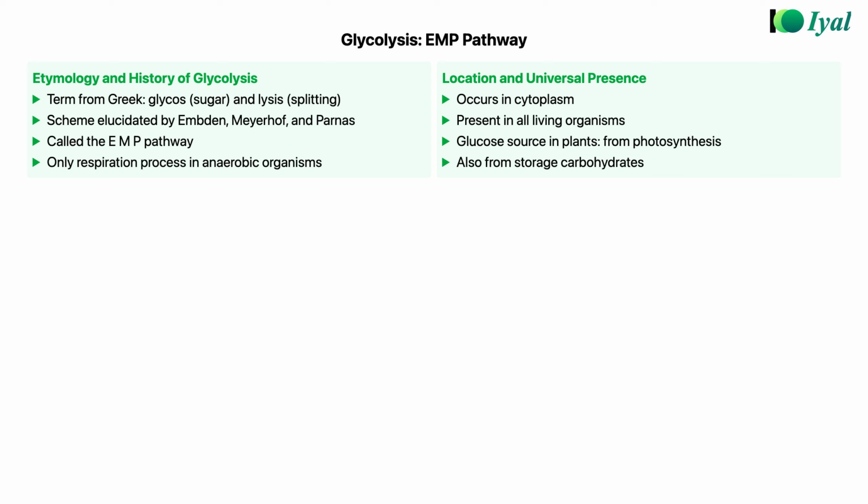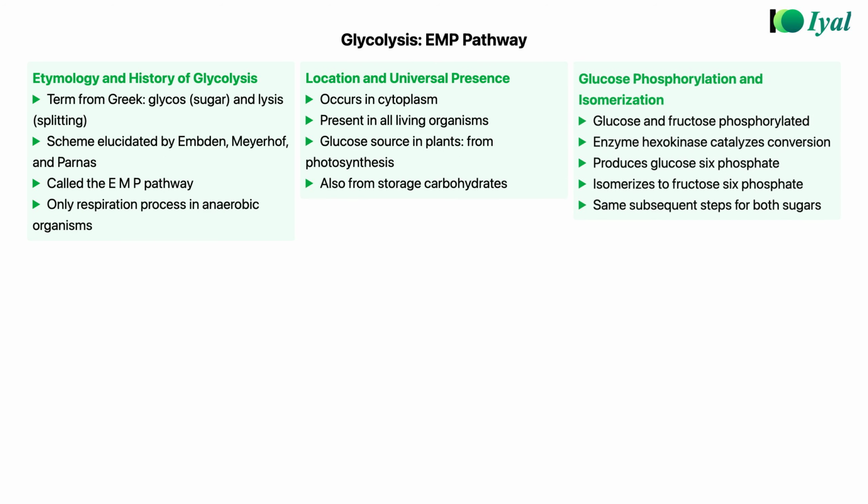Now, in plants, where does glucose come from? It comes from photosynthesis. Photosynthesis makes glucose, sucrose, starch. These are stored. When glycolysis is needed, these storage carbohydrates are broken down, converted to glucose. Now the first step. Glucose comes in, it is phosphorylated, meaning a phosphate group is added to it. The enzyme doing this is called hexokinase. So hexokinase adds phosphate to glucose, making glucose 6-phosphate. This phosphorylated form then changes shape, isomerizes into fructose 6-phosphate. Now both glucose and fructose can go through the same pathway, the same subsequent steps. That is how it works.